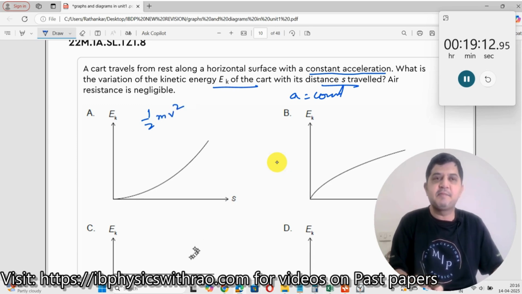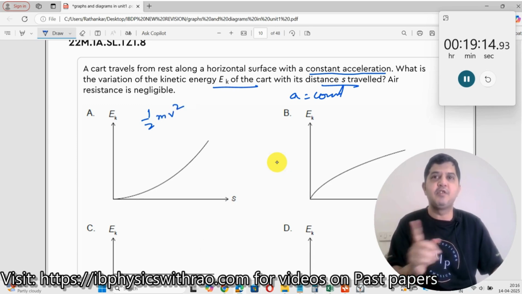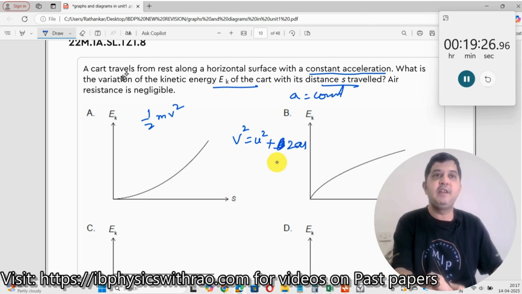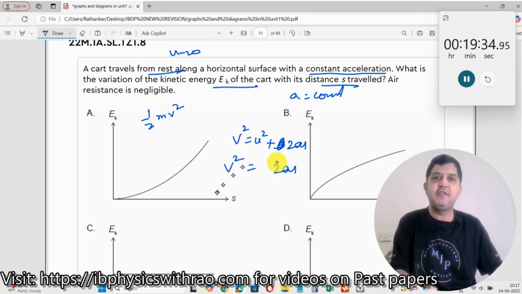And then there is this displacement. Which equation can be used? Don't use the equation relating time. Use the equation relating v and displacement. This can be written as v squared is equal to u squared plus 2as. Now here it says rest, so u should become 0. Now substitute these values and you get v squared equal to 2as.